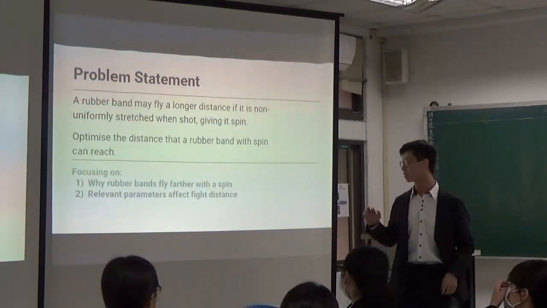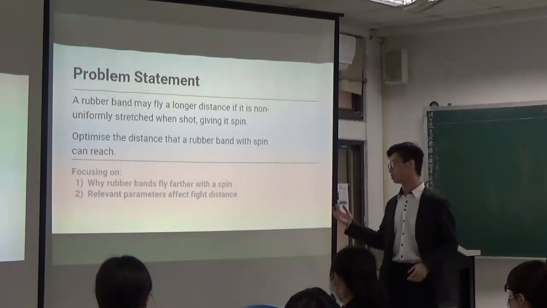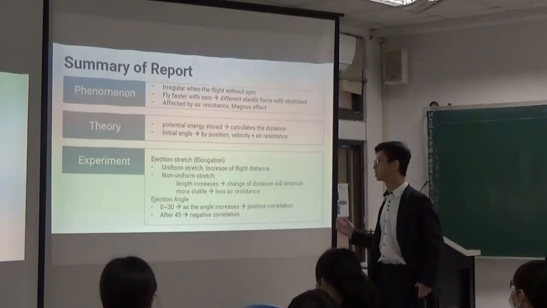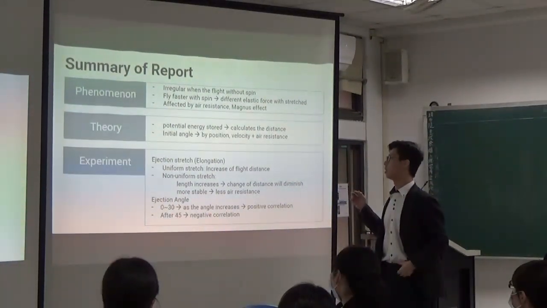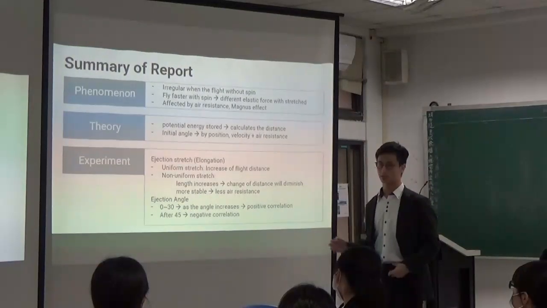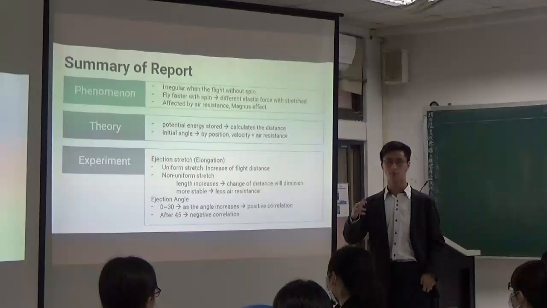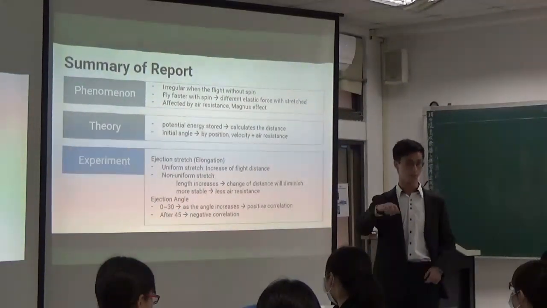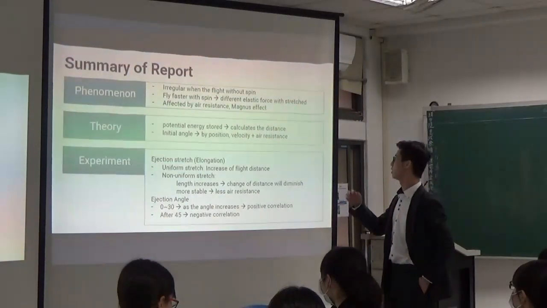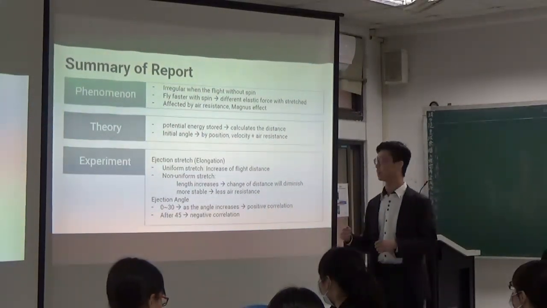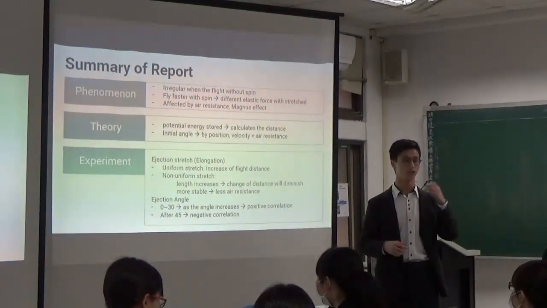The reporter focused on why the rubber band flies farther with a spin, and also the relevant parameters that might affect the flight distance. For the phenomena, the rubber band will fly irregularly without a spin, and the spin will make the motion more stable. It will fly faster with spin due to different elastic force with stretch, and it's also affected by air resistance and the Magnus effect that causes the trajectory.